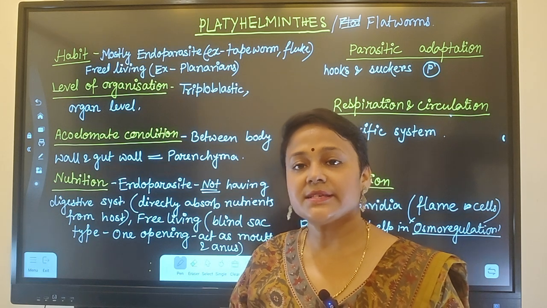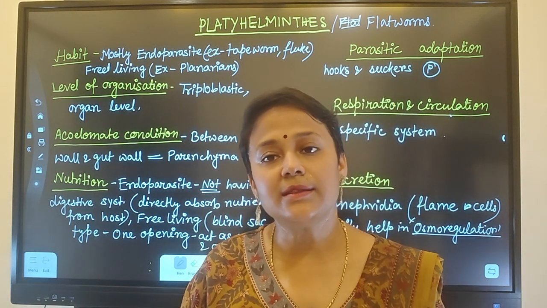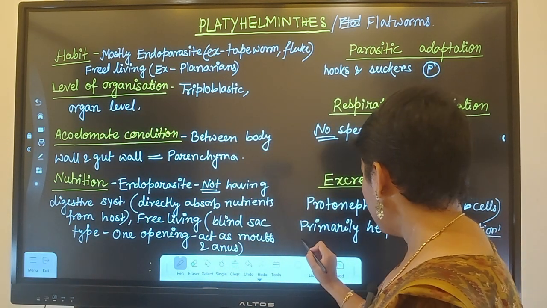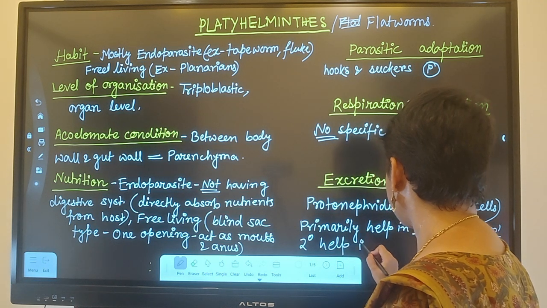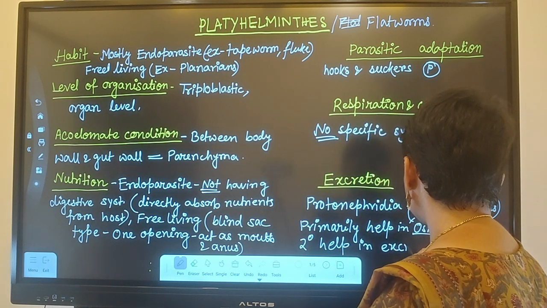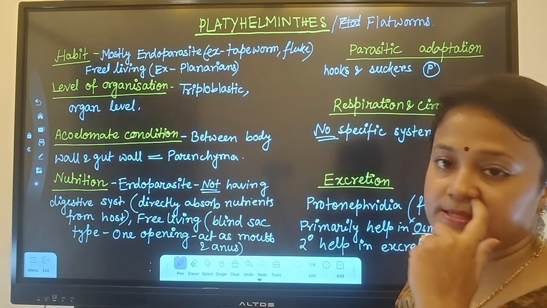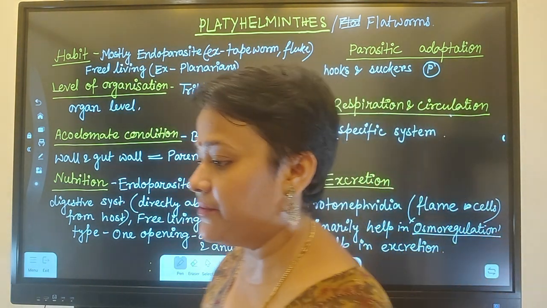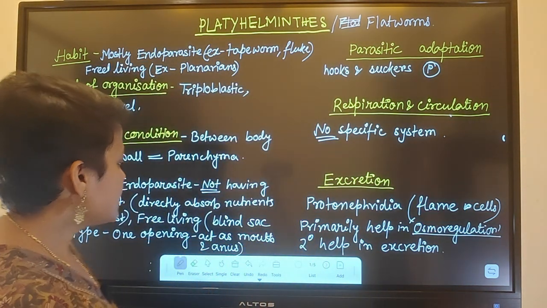But secondarily, they help in excretion, meaning they eliminate the nitrogenous waste from the body. So if the question asks what is the excretory system of the flatworms, the answer will be protonephridia or flame cells.